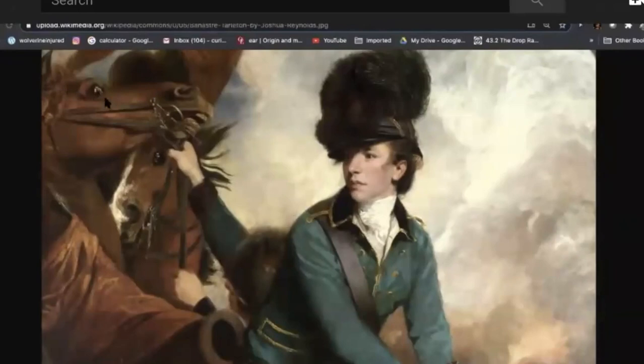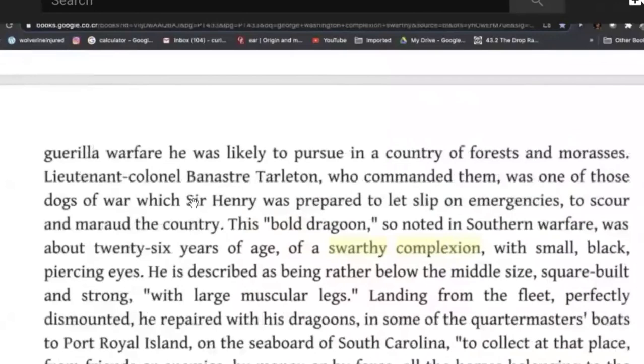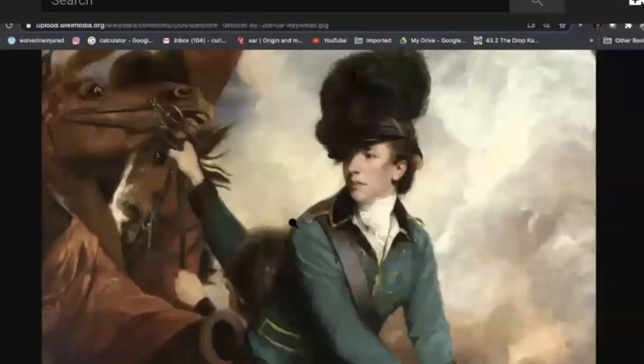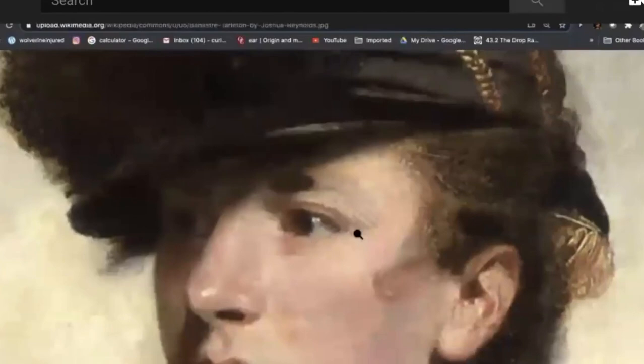You can't fool me twice again, because I know Tarleton, from primary sources, George Washington himself is saying he's swarthy complexion. He's a swarthy complexion guy. He doesn't look like this guy. This guy's not a swarthy complexion guy. There you go. Swarthy. That's not swarthy to me. All right? Break the spell.